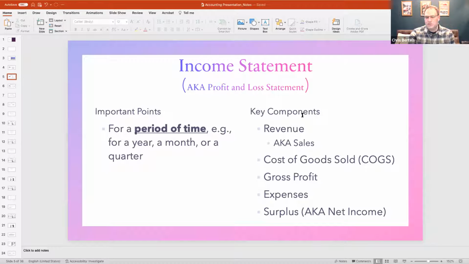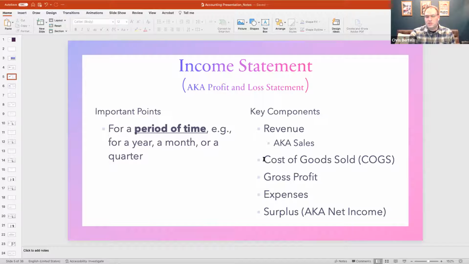The key components of the income statement are revenue, cost of goods sold, gross profit, expenses, and surplus. And we'll talk a little bit more later about what those specific terms mean. But revenue basically means the money that you collected from your customers. It's often called sales, or sometimes I think it's called income, which is a little bit misleading because accountants have a little bit different term, or a concept or a definition of income.